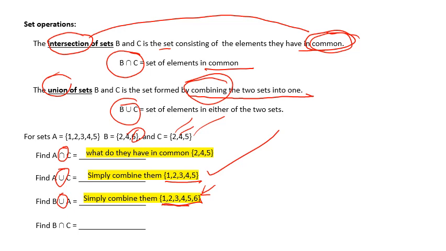Pause the video for this last one. What do B and C have in common? Well, you're going to look for what they have in common. Since B has a 2, C has a 2, there's a 2 in common. They have the 4 in common, but they do not have the 5, or 6 in common. So here is the intersection of B and C.